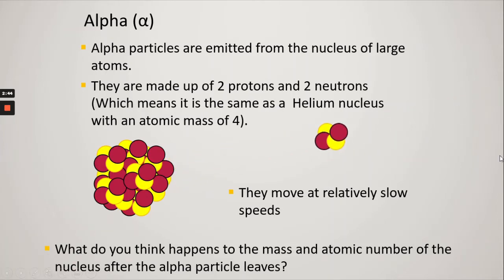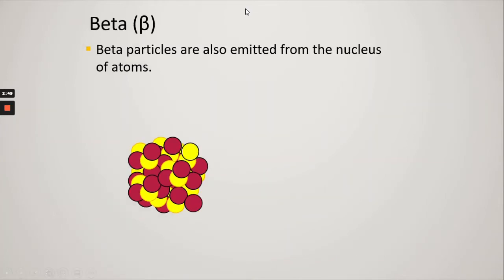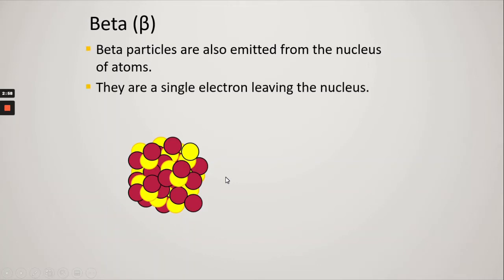So the next thing we're going to look at is beta particles. Beta particles again have this symbol here, it's the Greek letter beta, and beta particles are also emitted from the nucleus. What a beta particle is, is a single electron leaving the nucleus. So do you see a problem with that? Hopefully you do. Well, the problem is that there aren't any electrons in the nucleus, right? The electrons orbit the nucleus, so this is strange.